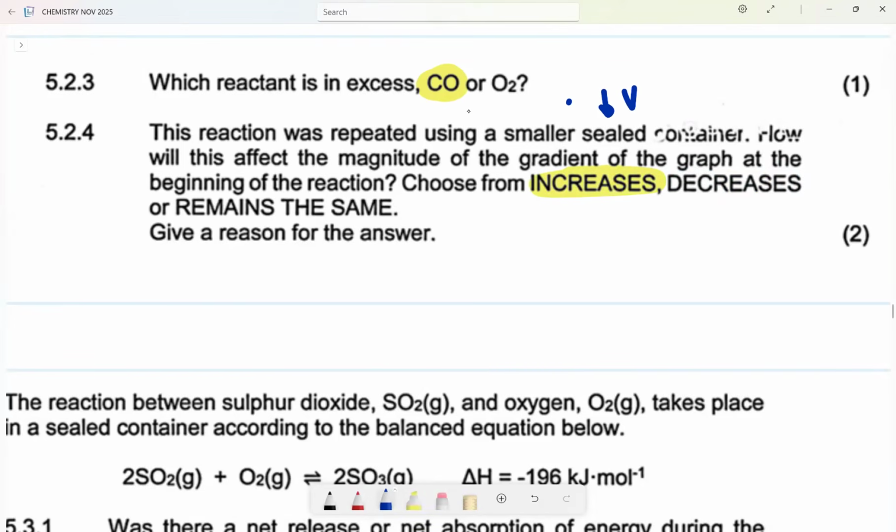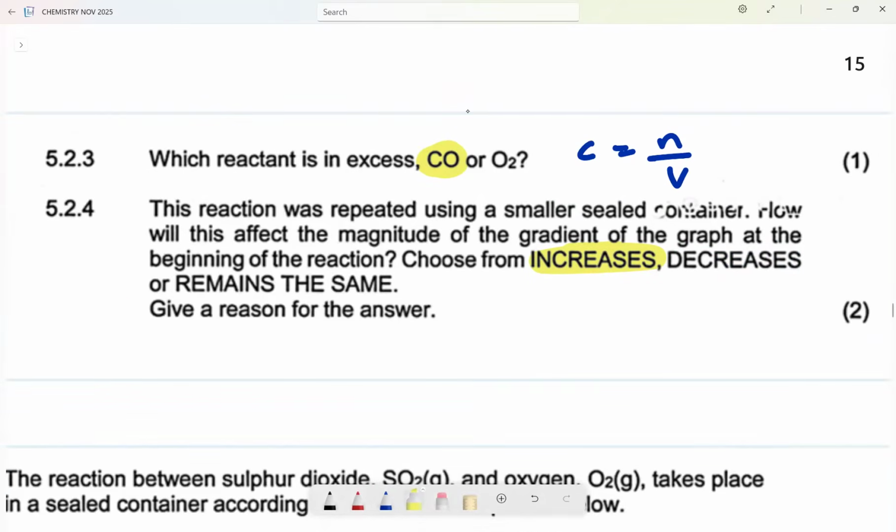I want you to see this. According to this formula, C is equal to n divided by V, provided that the number of moles is constant. They did not add any moles, any gas, nothing. If the volume decreases, can you see that concentration is inversely proportional to the volume? It means now concentration will increase. And now take concentration as the collisions.